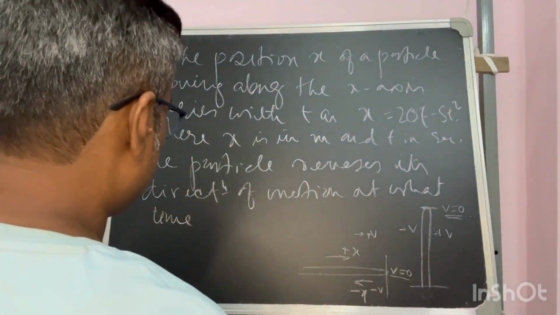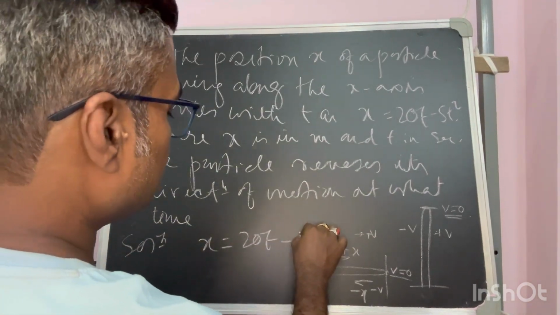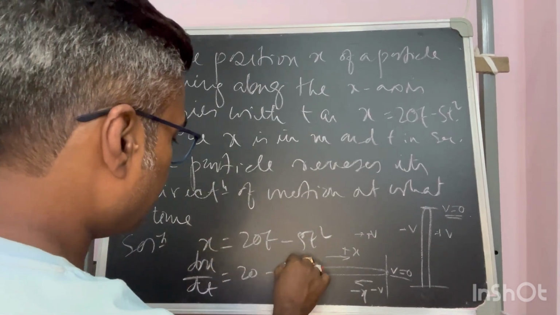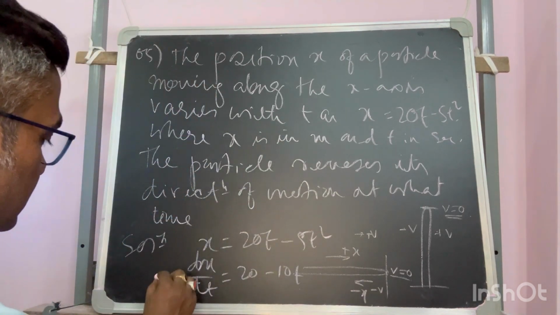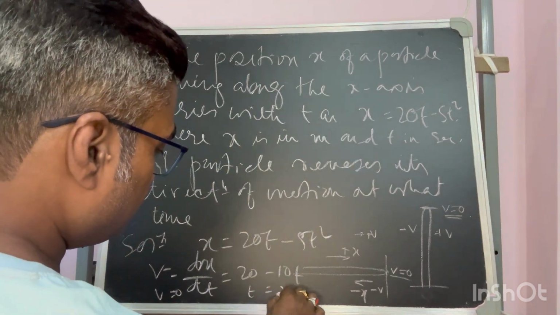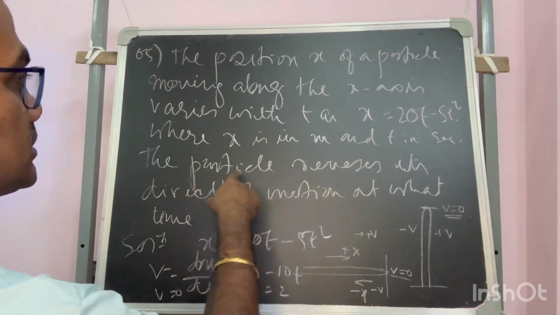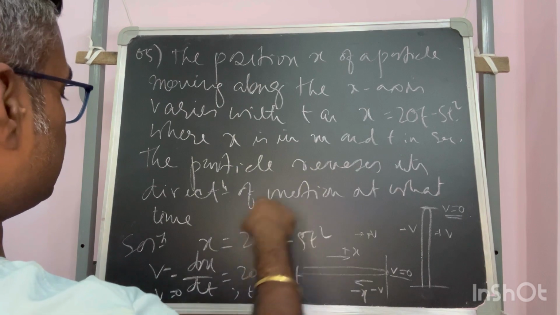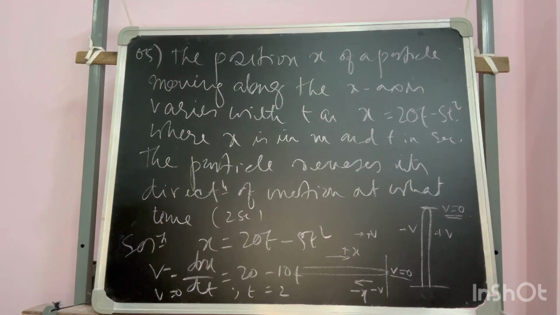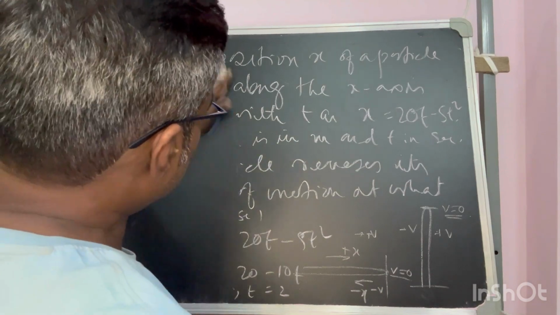So this is the clue for the sum, and the rest is very easy. Now what you have to do is differentiate this one. 20 minus 10t will be the equation. This is v. Now if you put v equal to 0, t becomes 2. So the requirement is, the particle reverses at what time? Time is equal to 2 seconds. After 2 seconds the direction of the motion will reverse. That is the answer. Okay, so this much today.